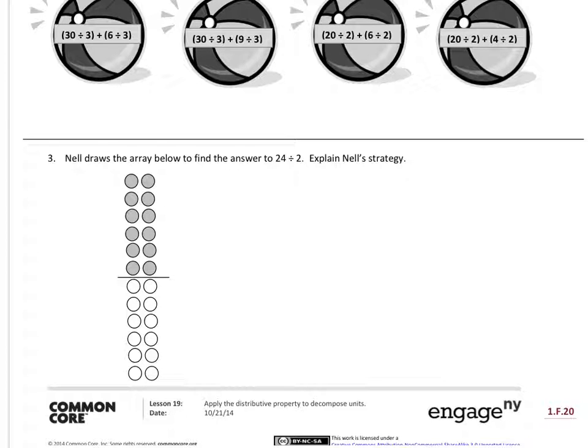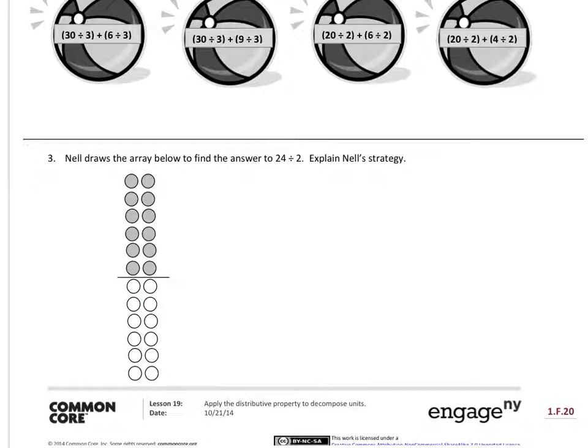Neil draws the array below to find the answer to 24 divided by 2. Explain Neil's strategy. Well, let's look at what he did here. He's trying to solve 24 divided by 2. So what did he do? He started with 24, and he has 2 in each row.